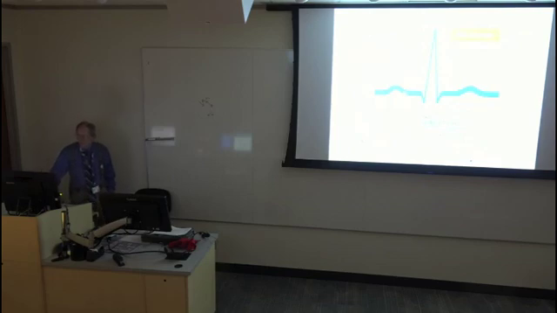Again, this PR interval should be about 120 to 200 milliseconds. The QRS complex normally should be under 100 milliseconds. If it's wide, it could indicate a problem. This ST segment should be under about 400 milliseconds. So they can measure all these things and get a lot of parameters.